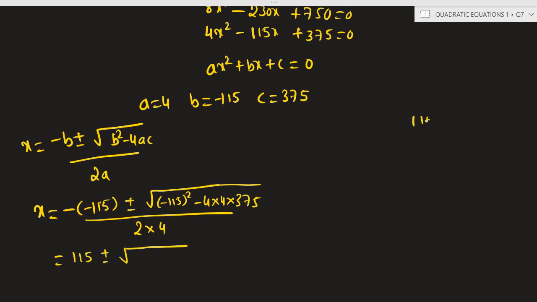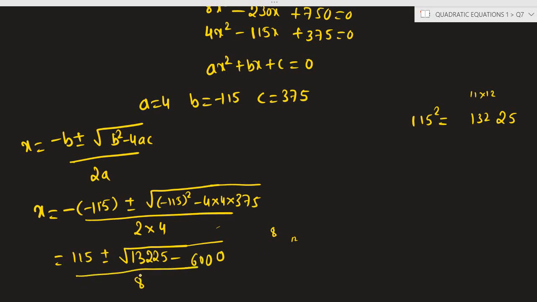This is 115 plus or minus root. We know this 115 square. How will you do this? Multiply the number ending with 5. 5 square is 25, and 11 into 12 is 132. So this is 13225 minus 4 into 4 into 375. 4 4s are 16, 16 5s are 80, 16 7s are 112 plus 8 is 120, carry 12. 16 3s are 48, 48 plus 12 is 60. Whole divided by 8.